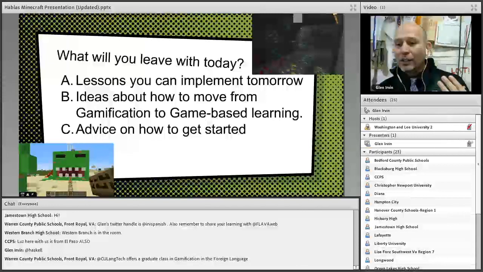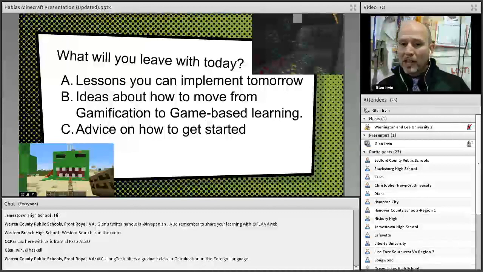When I go to conferences, I want to go and sit in a room for however long it is and get something out of it, something where I could be like, oh, I could actually do that. And even better, I could actually do that tomorrow. Those are, I think, the most inspirational things for presentations or any kind of conferences or professional development. So I'm going to give you some things you can actually implement tomorrow without even knowing that much about Minecraft. If you could get the tech end of it going, you could implement some stuff tomorrow, and I'm going to show you some of those lessons.